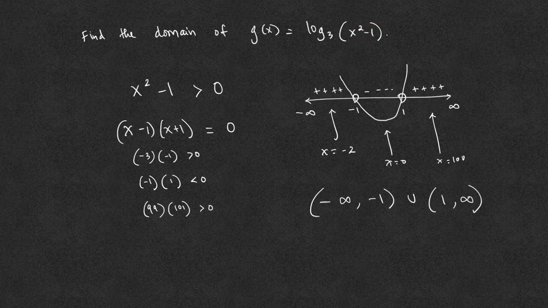And we cannot use any number between negative 1 and 1 because if we were to use any number in between negative 1 and 1, the argument of log will be negative, and log of a negative does not make sense. And so this is the domain of the function g of x.